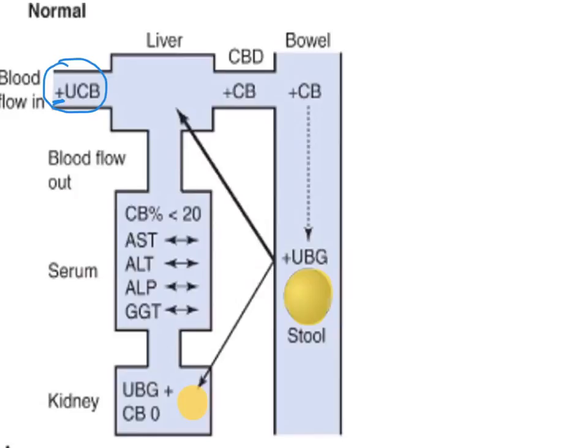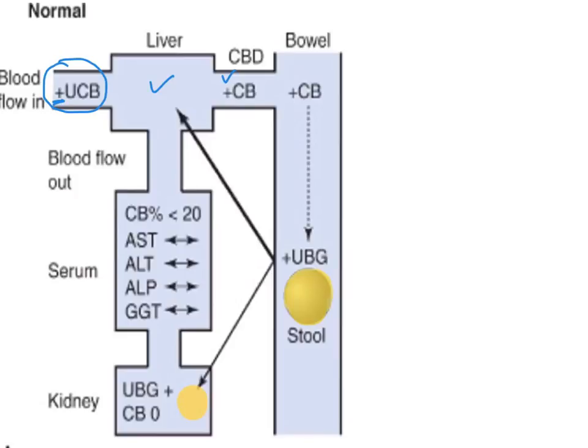Now this unconjugated bilirubin will undergo the conjugation process in the liver, done by UDP glucuronosyl transferase 1A1 enzyme, which is also referred to as UGT1A1. With the help of UGT1A1, unconjugated bilirubin is conjugated and that will be secreted out of the liver into the biliary canaliculi and then into the common bile duct. Now in the common bile duct, as it is shown here, you have 1 plus conjugated bilirubin.